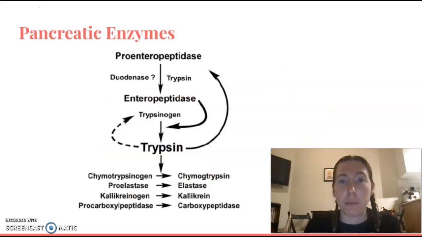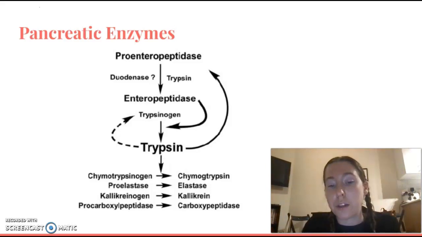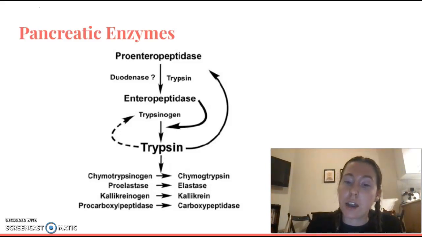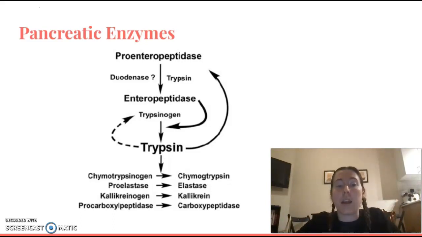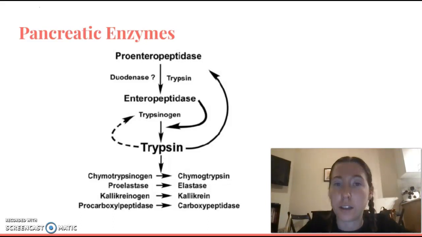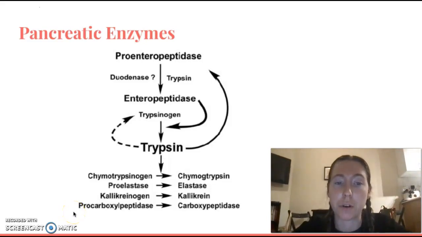First we'll talk a little bit about pancreatic enzymes. They are released when the small intestine is distended, when food is present in the intestine and in response to neural signals and the hormone CCK. Most pancreatic enzymes are secreted in an inactive form called a zymogen. They must be activated first in order to have an effect.